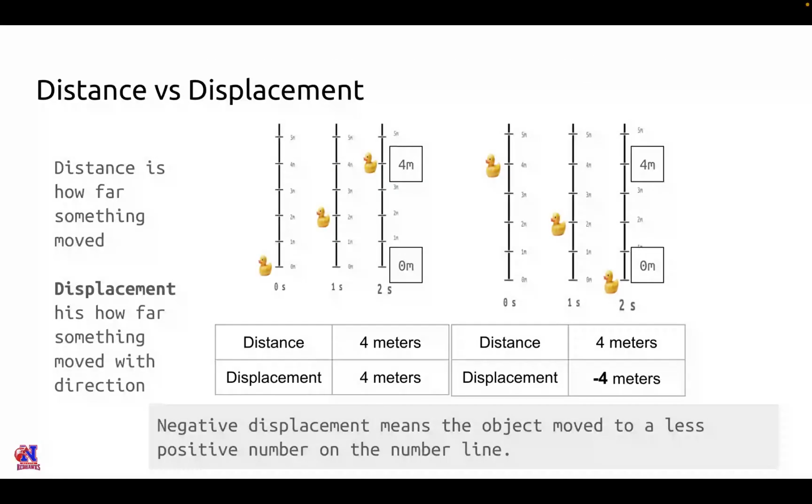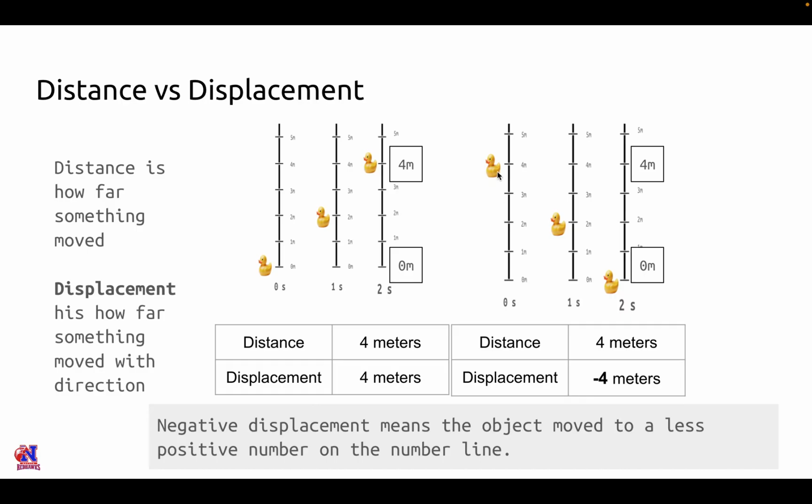So distance versus displacement takes into account the direction. So if we have the duck here that goes from 0 meters to 4 meters, we say his distance is 4 meters, but his displacement is also 4 meters because this is positive. 4 is a more positive number than 0.